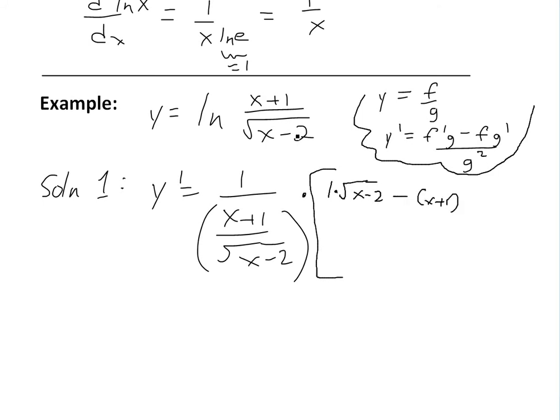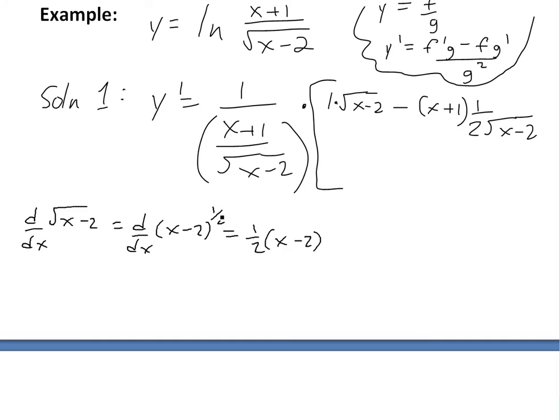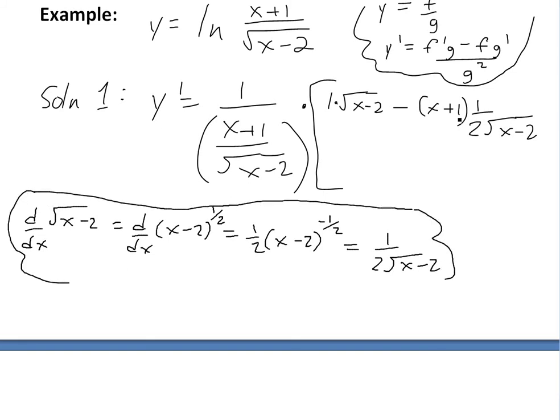And now the derivative of the square root of x minus 2 is going to be 1 divided by 2 square root of x minus 2. I'll do a side note on getting the derivative of that. If you have d over dx of the square root of x minus 2, you could rewrite it as d over dx of (x minus 2) to the power of 1 over 2. Now, using the power rule, bring the 1 over 2 down, and then subtract 1 from the exponent, which gives negative 1 over 2, and that is the same thing as writing the square root of x minus 2 in the denominator. So that's this part right here.